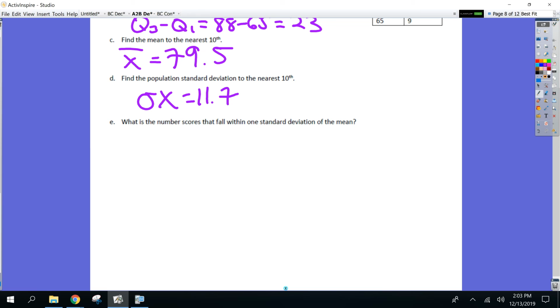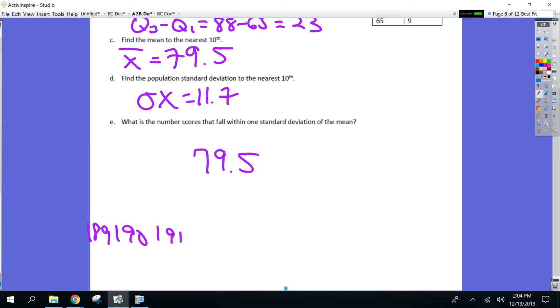What number of scores fall within 1 standard deviation of the mean? Okay, what does that mean? All right, what's the mean? 79.5, right? Okay. If I told you I'm within 1 pound of my target weight, and my target weight is 190 pounds, how much do you think I weigh right now? If I'm within 1 pound of my target weight, I could be 191, or 189.